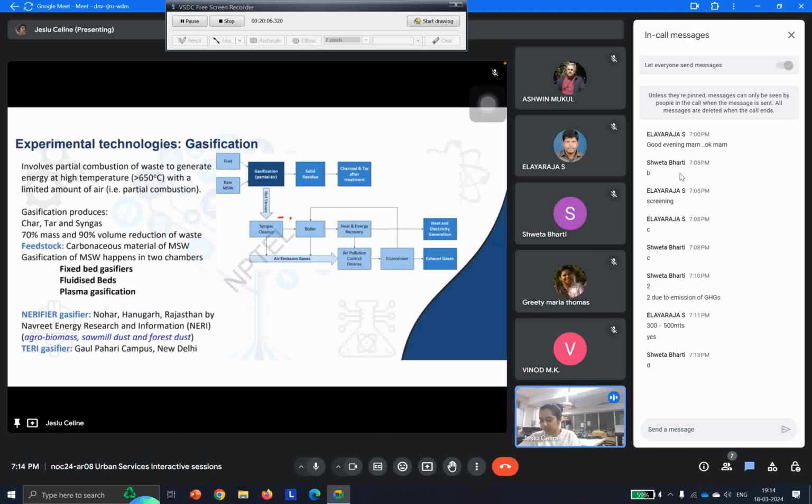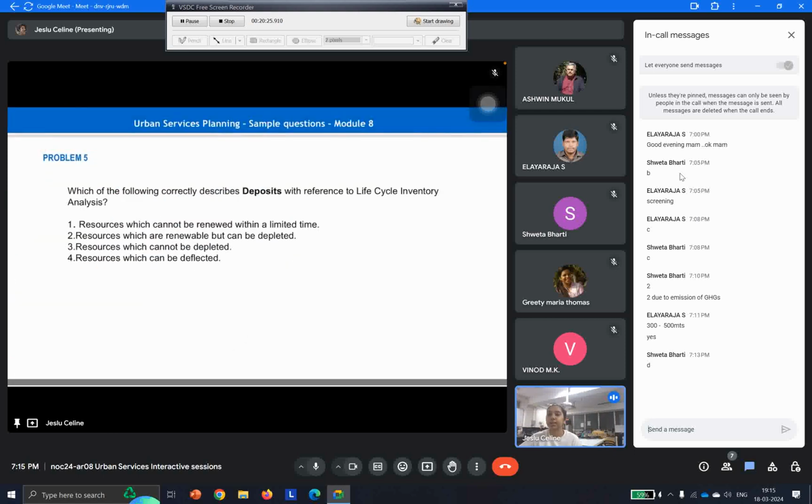So this is what we discussed in gasification. This is the definition where we discussed that it is partial combustion at high temperature. And we also discussed the products which are coming out of it. So we have a gasifier in New Delhi, which has been set up by TERI. Right. Let's proceed on to the next question.